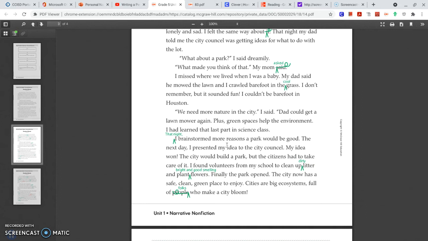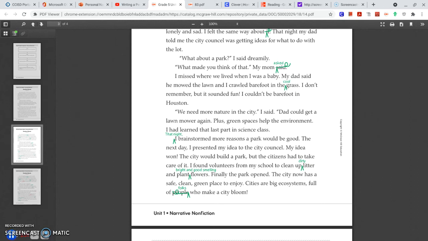I brainstormed some more reasons a park would be good. The next day, I presented my idea to the city council. My idea won. The city would build a park, but the citizens had to take care of it. I found volunteers from my school to clean up dirty litter, adding adjectives, and plant bright and good-smelling flowers. Again, adding more detail. Finally, the park opened. The city now has a safe, clean, green place to enjoy. Cities are big ecosystems full of, instead of people, he changed that to folks who make a city bloom.